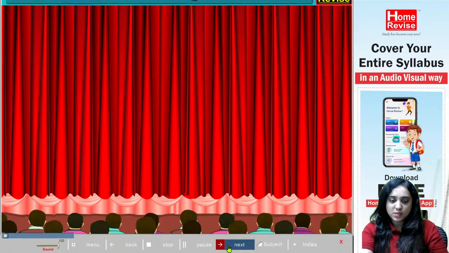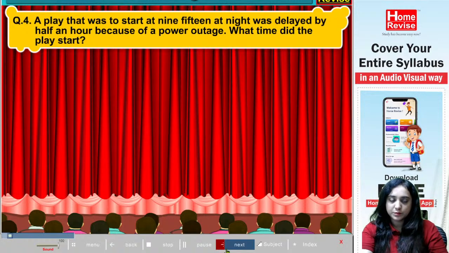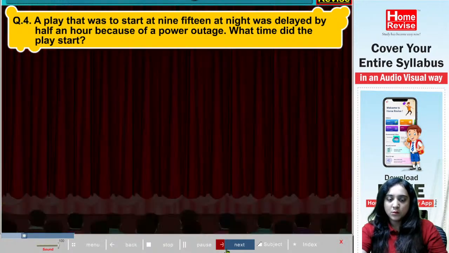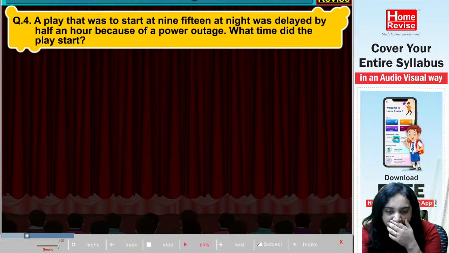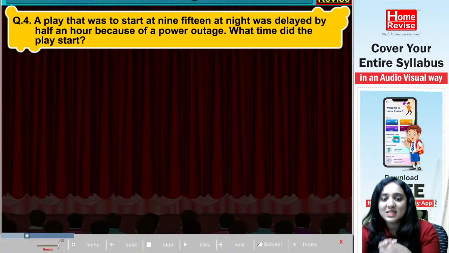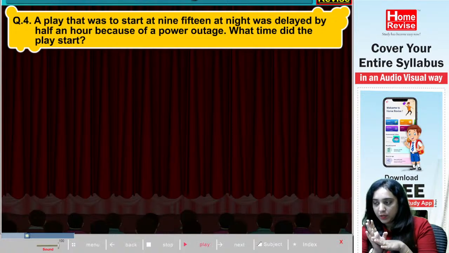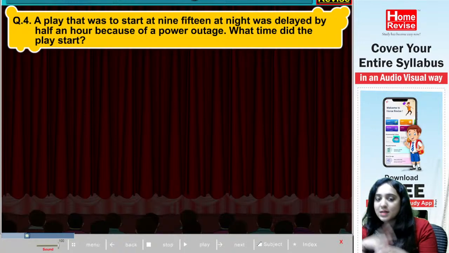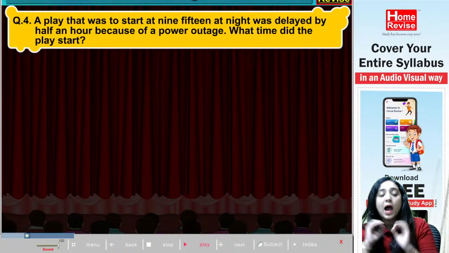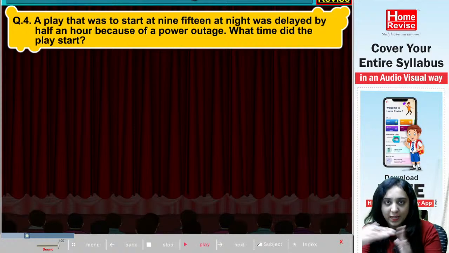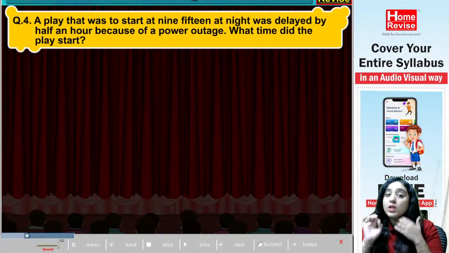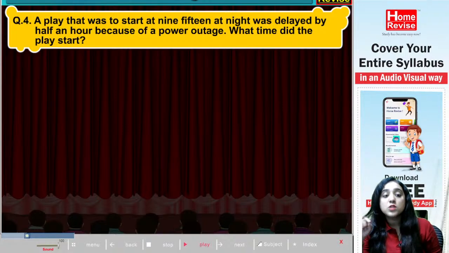So the next one, 4. A play that was to start at 9:15 at night was delayed by half an hour because of a power outage. What time did the play start? Yes, the play was about to start at 9:15, but it got delayed by half an hour because of the power outage. So what time is the play starting now? Can anyone guess it?